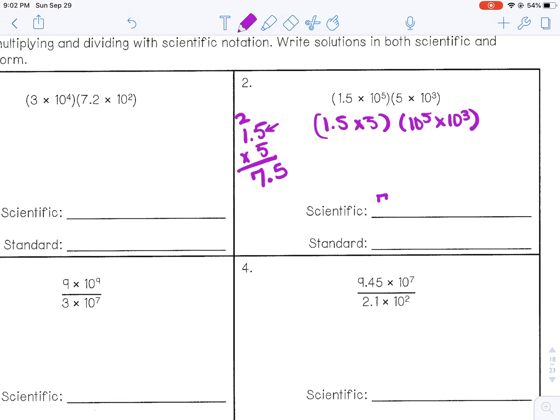So in scientific notation, I have 7.5. When I look at this right here, add my exponents together, that'll be times 10 to the 8th power. Now, to put it in standard form, I need to move that decimal 8 places to the right. So 1, 2, 3, 4, 5, 6, 7, 8 gives me 750 million. Okay.